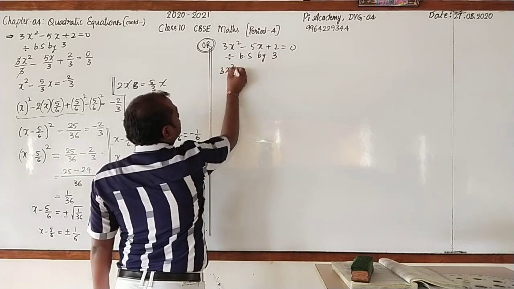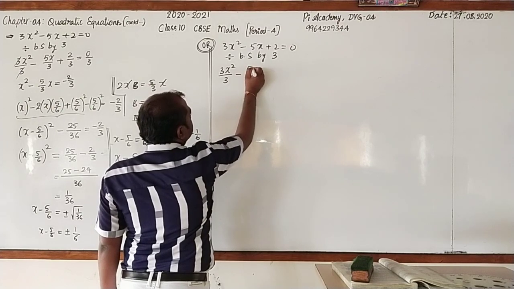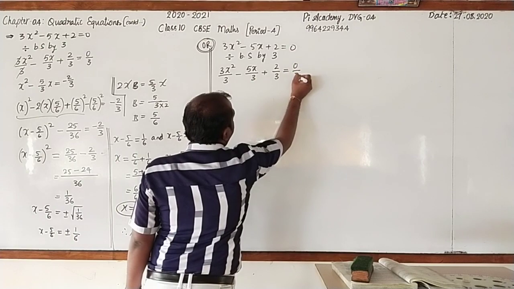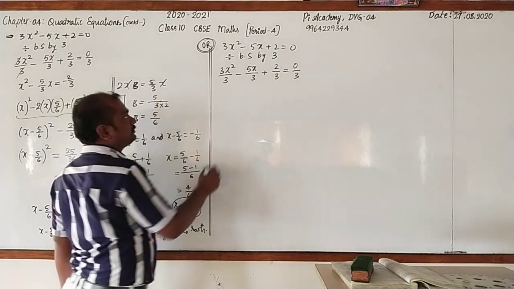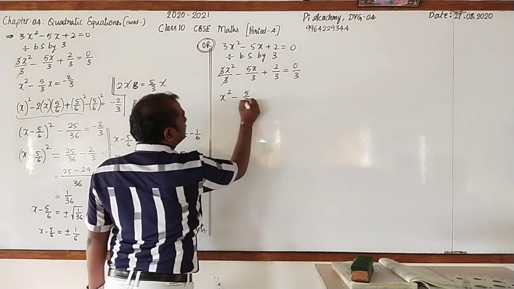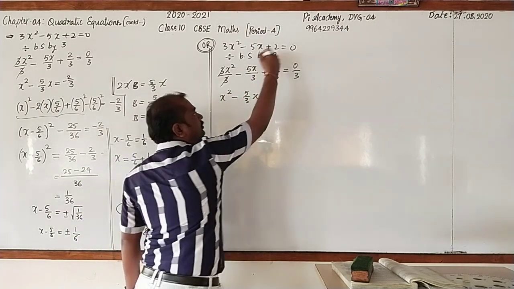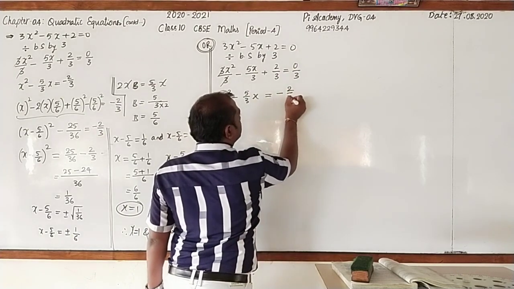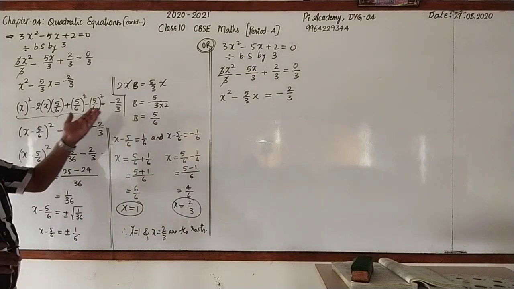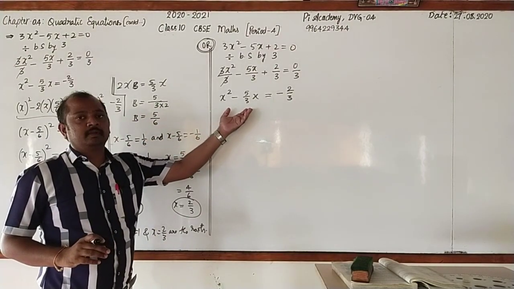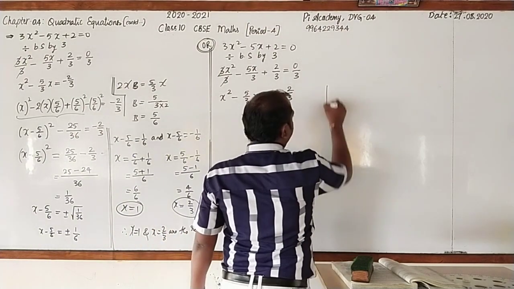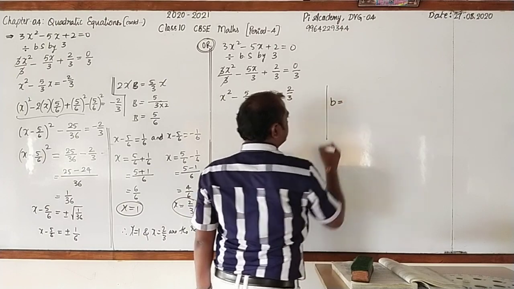Then you get 3x square by 3 minus 5x by 3 plus 2 by 3 is equal to 0 by 3. 3 and 3 get cancelled, remaining x square minus 5 by 3 into x. Here also you have to transfer 2 by 3 to the right hand side, it becomes minus 2 by 3. Like this one, here a square minus 2ab, but we do not know the b square term. Hence first we should find out b.